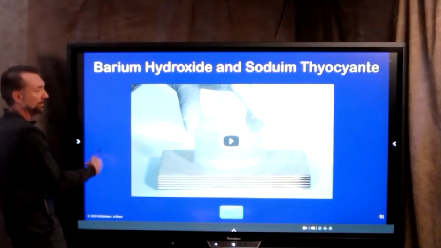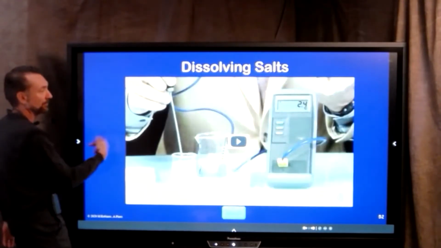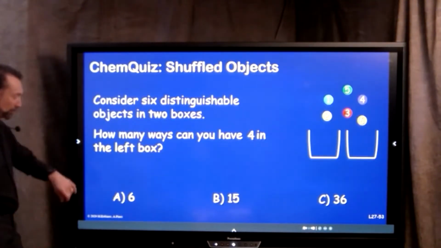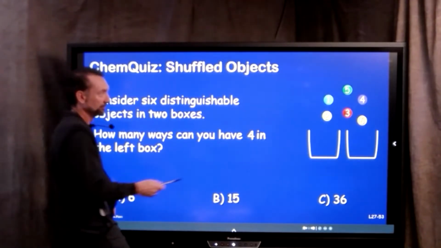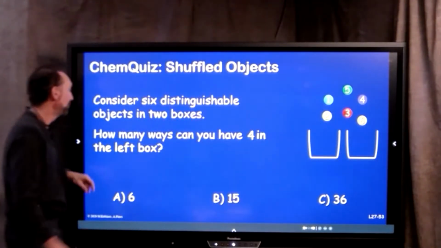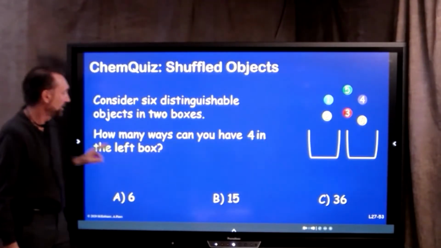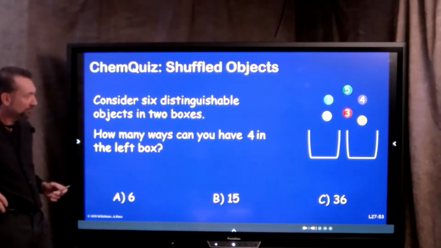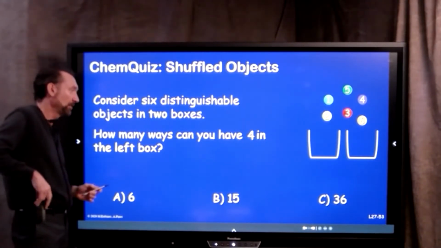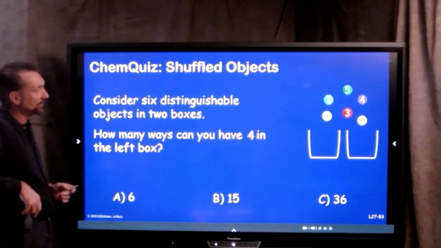I'm going to page through these. Those are our demos. Let's ask a question. 6 distinguishable objects. There they are, balls, in 2 boxes. How many ways can you have 4 in the left box? Think about that for a second. We'll start a chem quiz.